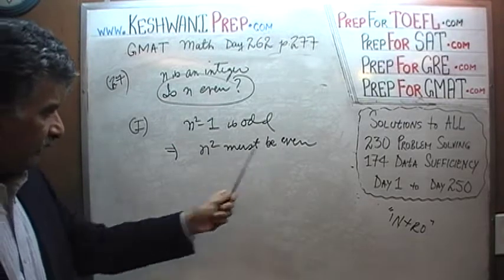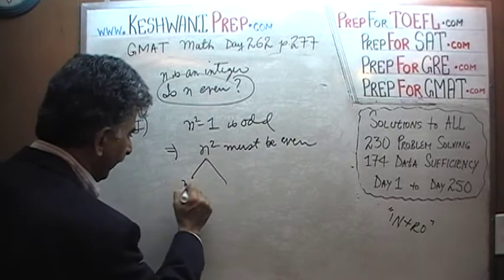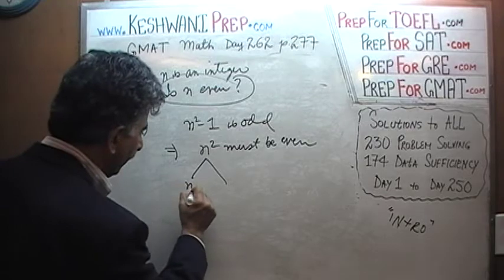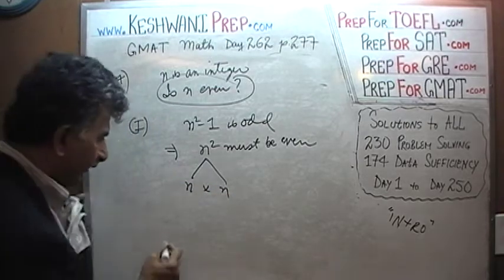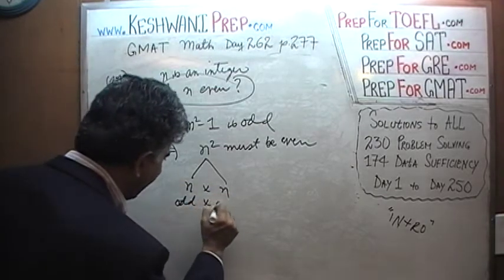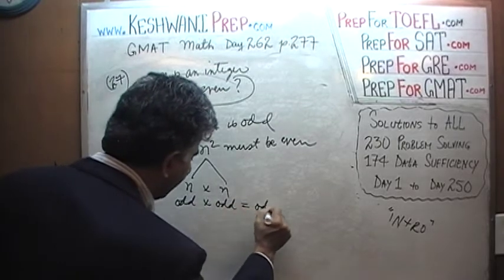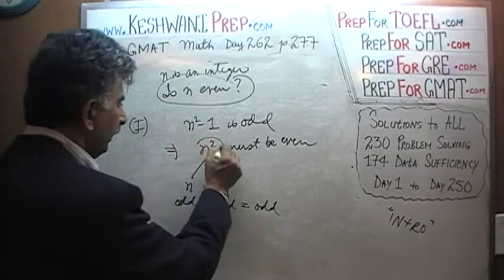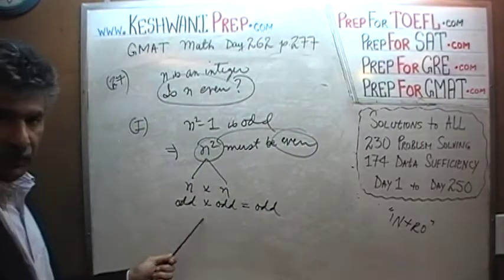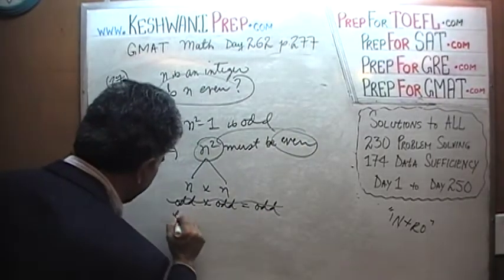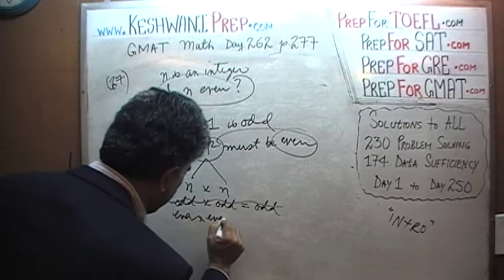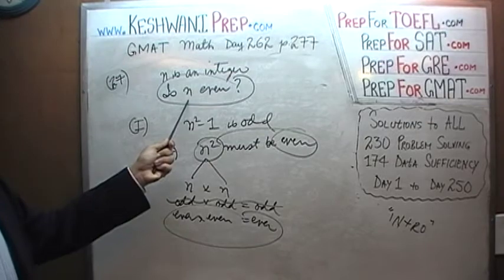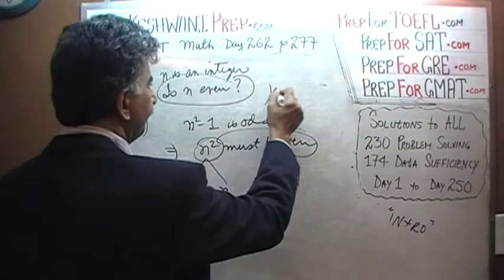If n squared is even, then n squared is simply n times n. Obviously n cannot be odd. Odd times odd is odd. But we are told that n squared is even. Therefore n cannot be odd, n must be even. Even times even is even. The question was, is n even? The answer is yes, it is even.